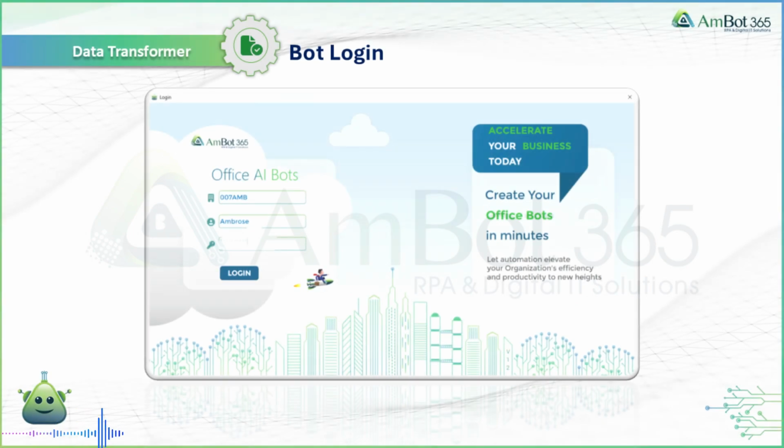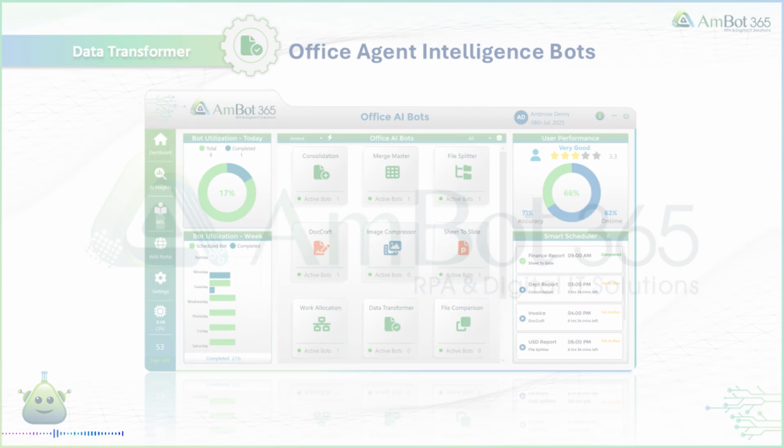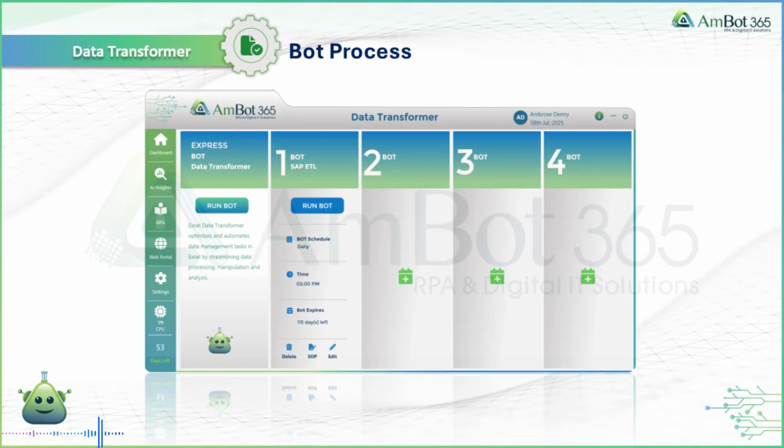Let's log in securely to the AMBot 365 platform. Once logged in, select Data Transformer Bot from the dashboard and we are ready to go. The bot is already trained and scheduled. We simply click the Run button to activate the automation.